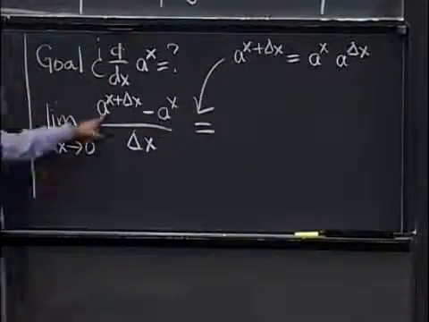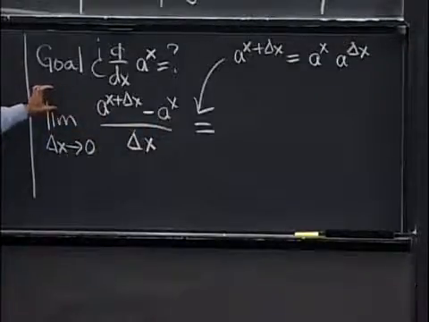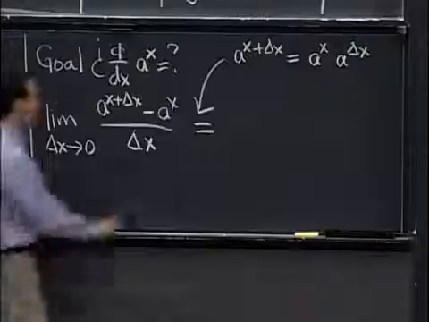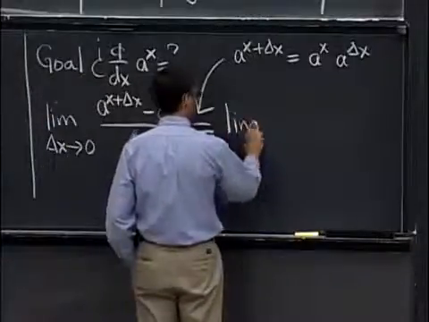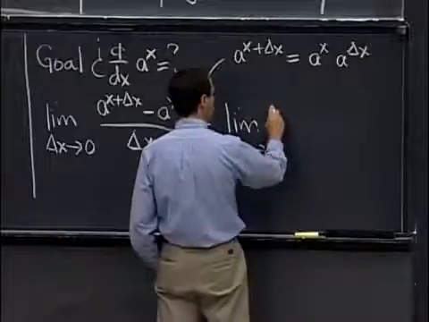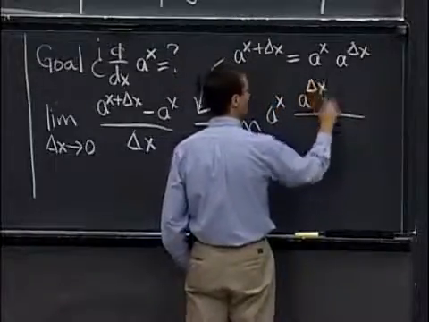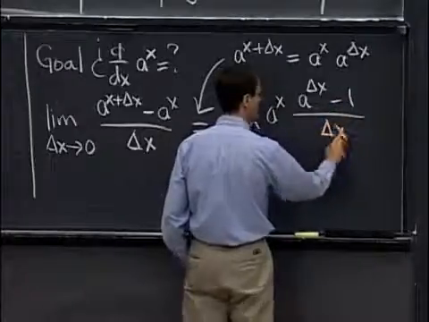And if I do that, I see that I can factor out a common factor in the numerator, which is a to the x. So we'll write this as the limit as delta x goes to 0 of a to the x times this ratio now, a to the delta x minus 1 divided by delta x.